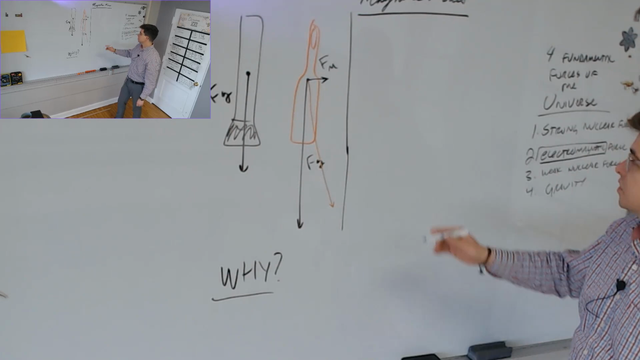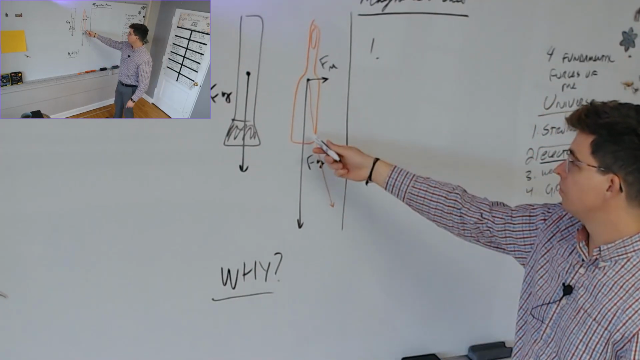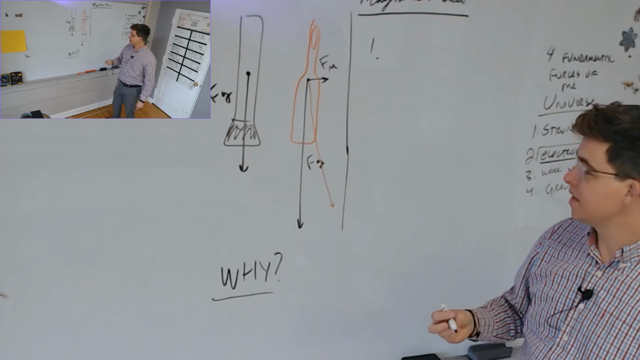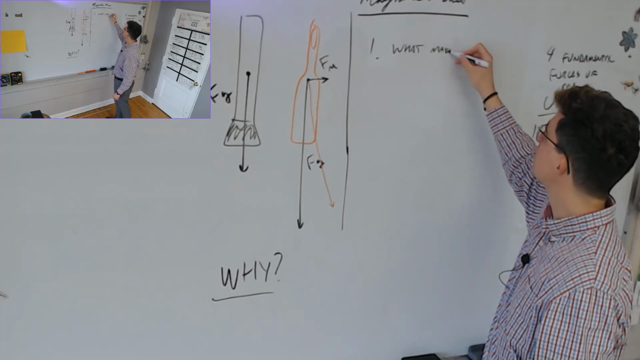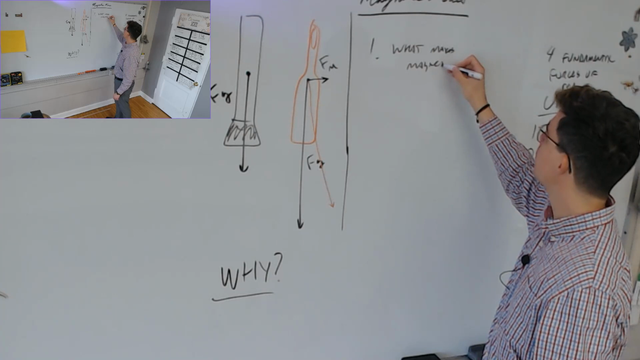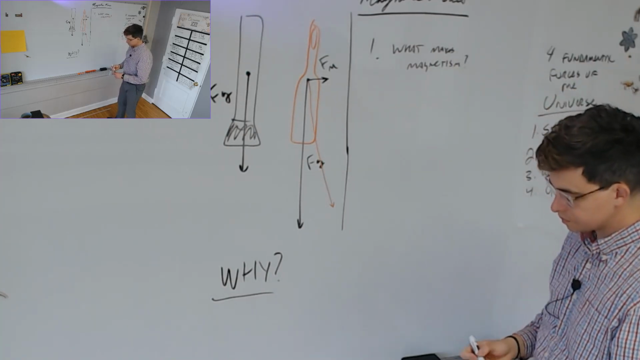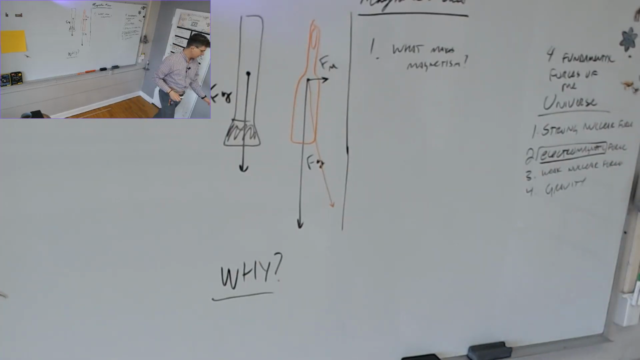First of all, let's answer this question. Why is it magnetic at all? What is going on inside of it that makes it a magnet? What makes magnetism? That's our first question. What makes magnetism? What makes an object magnetic where another one isn't?